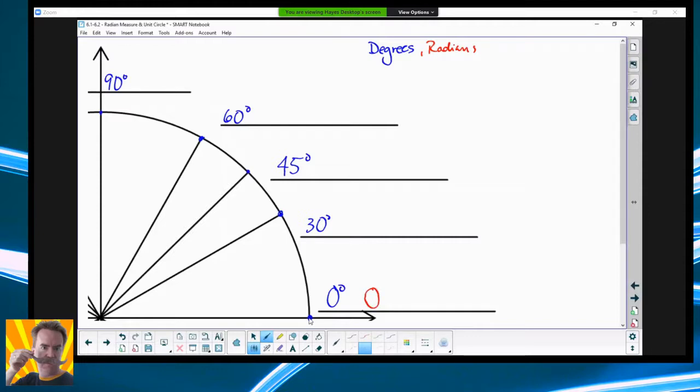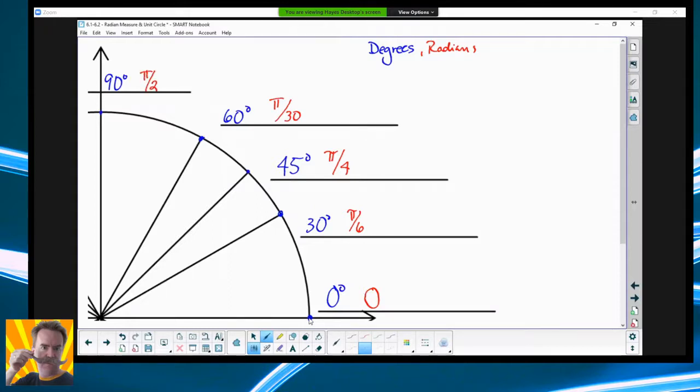30 degrees corresponds to, if I multiply that by pi over 180, 30 over 180 is 1 over 6. So this is going to be pi over 6. 45 times pi over 180 is going to be pi over 4. 60 degrees times pi over 180, 60 over 180 is 1 over 3, so that's going to be pi over 3. And then 90 times pi over 180 is going to be pi over 2.